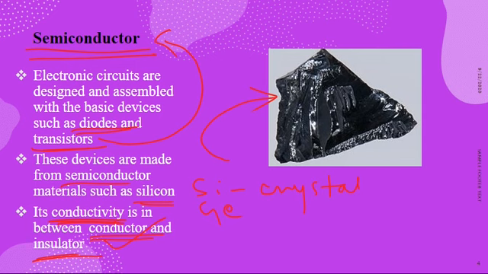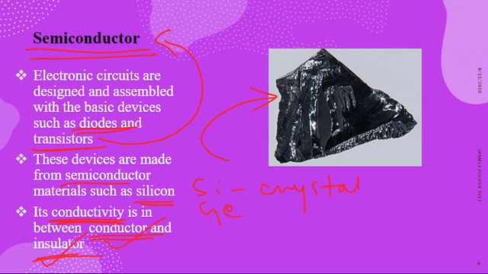Now, what is a conductor? A conductor easily allows the flow of current to pass through it. Its examples are metals, human body, water, and so on. And insulator. What is an insulator? Insulators are the substances which will not allow the flow of current through them. Its examples are wood, rubber, glass, etc. So this is an introductory idea about the semiconductor.